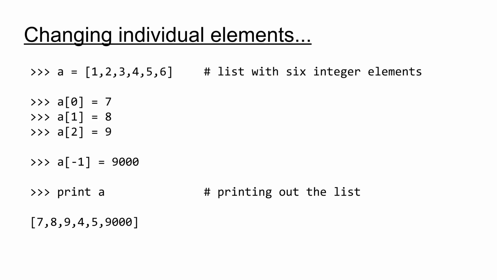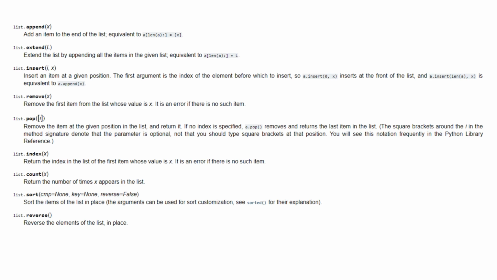Thus, if we enter an index greater than or equal to the length of the list, we'll be returned another index error. We can also take advantage of the negative indexing Python feature to place elements starting from the end of the list. So in this example, we're placing 9,000 at the last position in the list using the negative indexing feature. On this slide, we can see some of the built-in list functions.